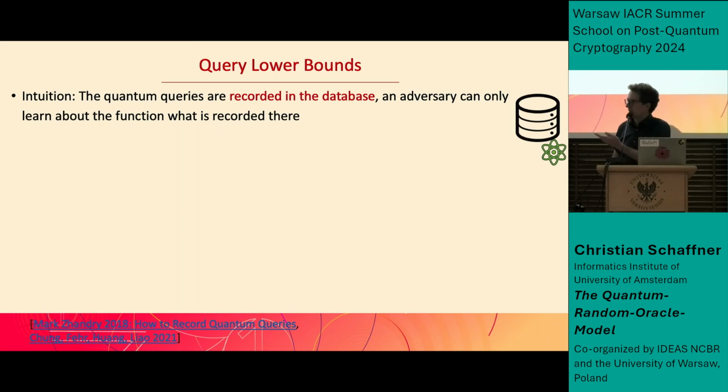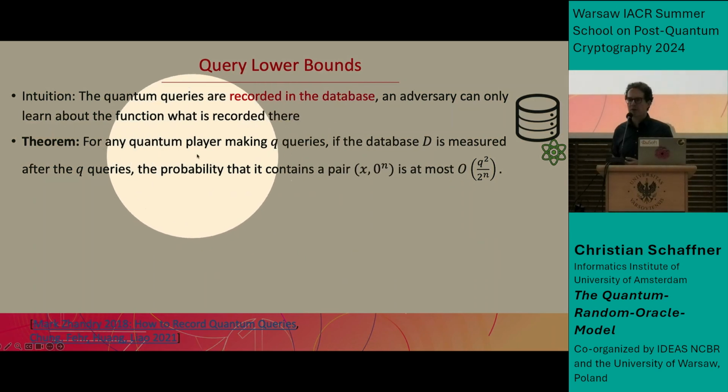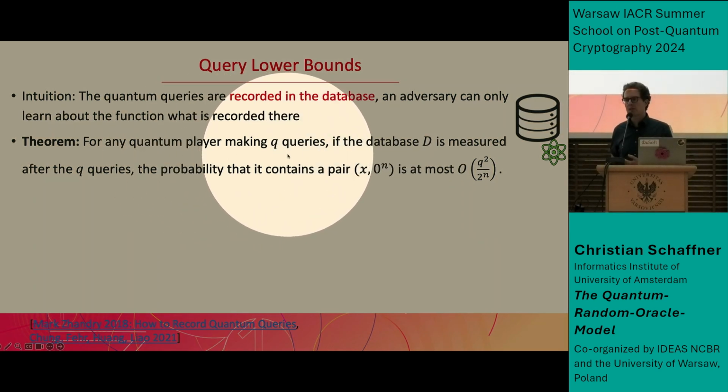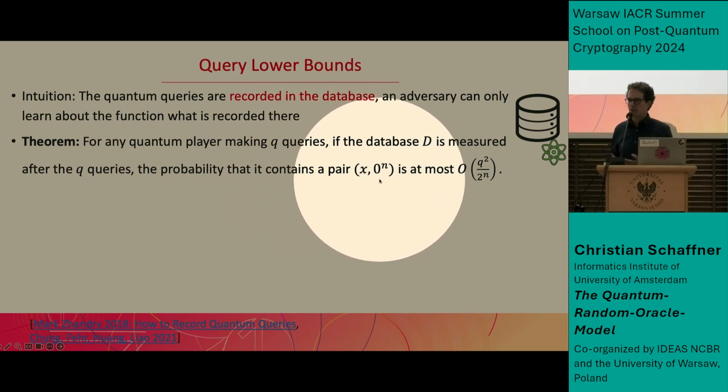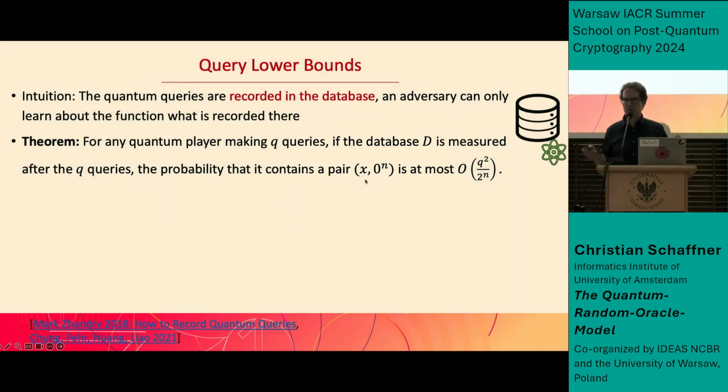Chris is going to talk almost entirely, I think, about techniques that are based on this. Here's a very simple one: you can do query lower bounds. A typical thing that you want to prove is that if you have a quantum player making Q queries, then it should be hard to find a pre-image of 0. It should be difficult, when you make only Q queries, to find an X that is mapped to the all-zero string. This is what you expect from a random oracle: it should be hard to find a pre-image of 0, or of any fixed value. And indeed you can do this using this compressed oracle technique.